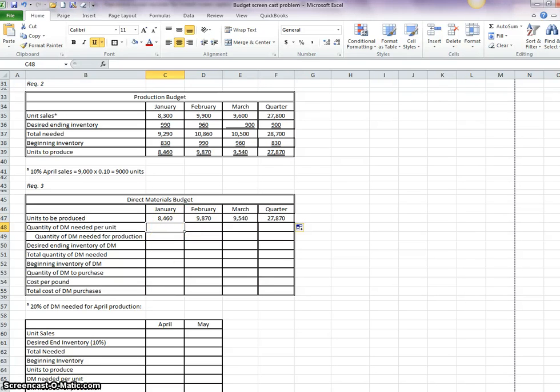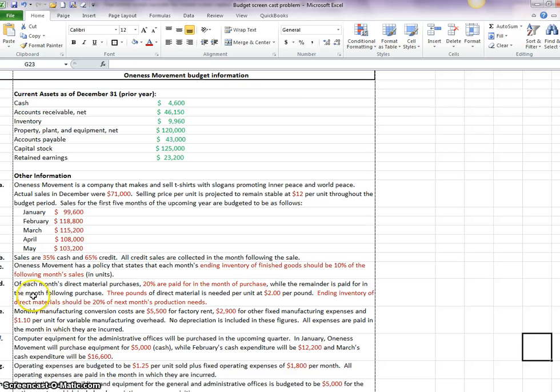Now in the data and instructions, number D, it says Oneness Movement has a policy of each month's direct material purchases, 20% are paid for in the month of the purchase, while the remainder is paid for in the month following the purchase. 3 pounds of direct material is needed per unit at $2 a pound, and ending inventory of direct materials should be 20% of next month's production needs.